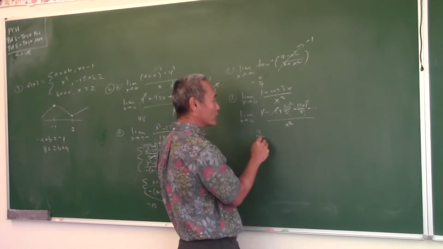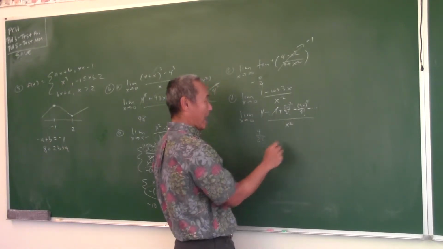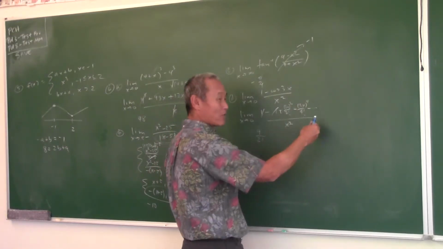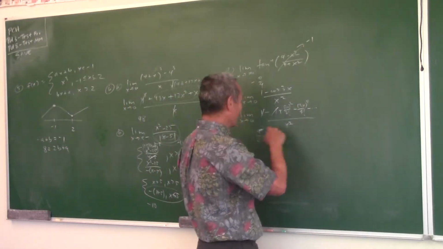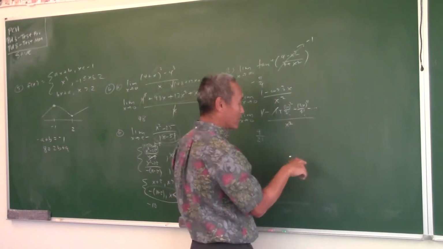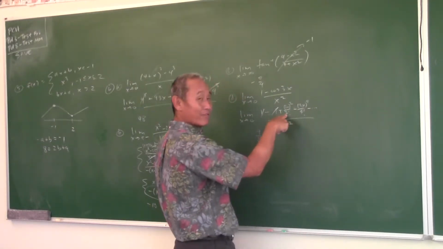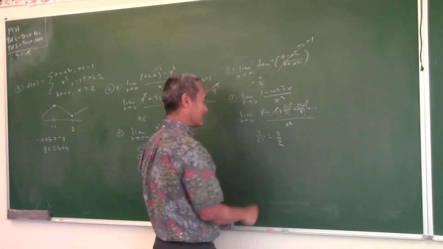9 over 2 factorial. And then starting from here, you're going to have an x squared, x to the 4th, x to the 6th. When you plug in 0, those all go to 0. So the only thing left is that very first term, which is 9/2.